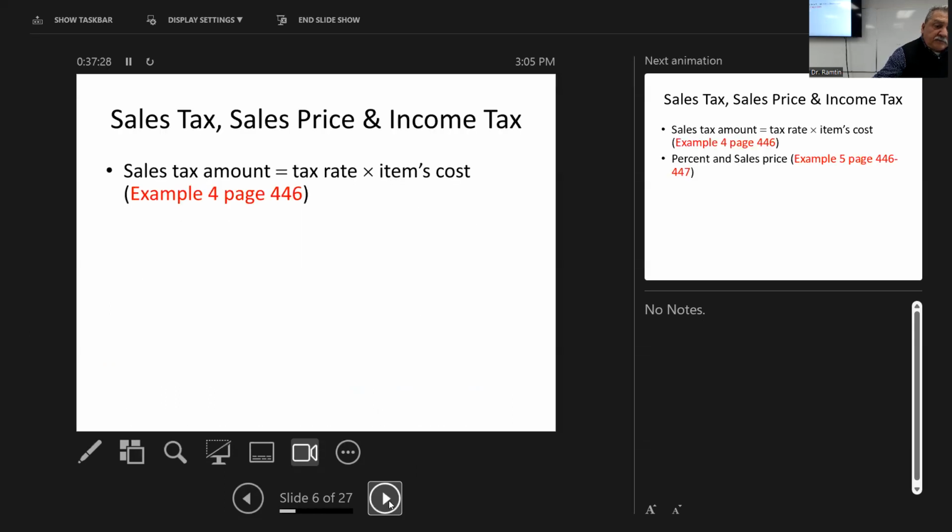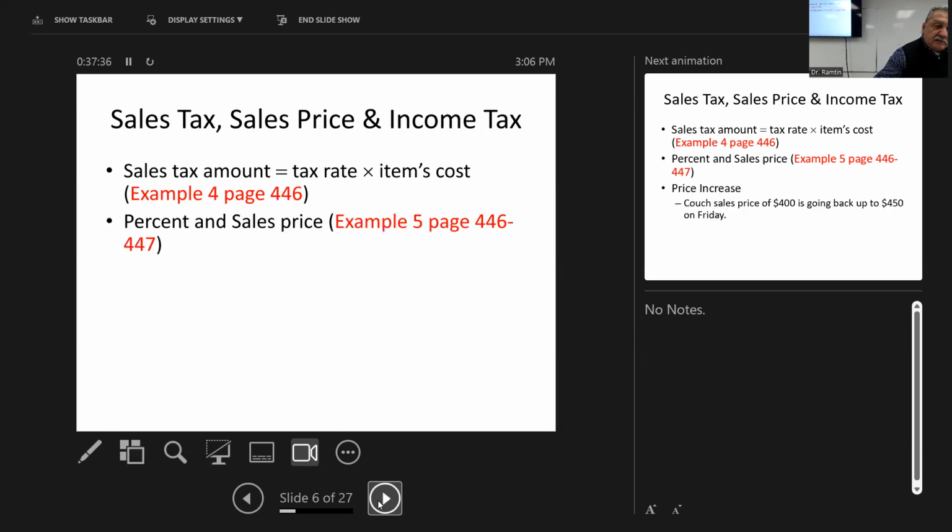Percentage comes, and the knowledge of percentage comes very handy in figuring out sale tax and income tax. Sale tax amount is tax rate times the item's cost. For example, let's look at page 446. In fact, it has the formula over there. A is equal to P times B. So sale tax amount is equal to the tax rate times the item cost.